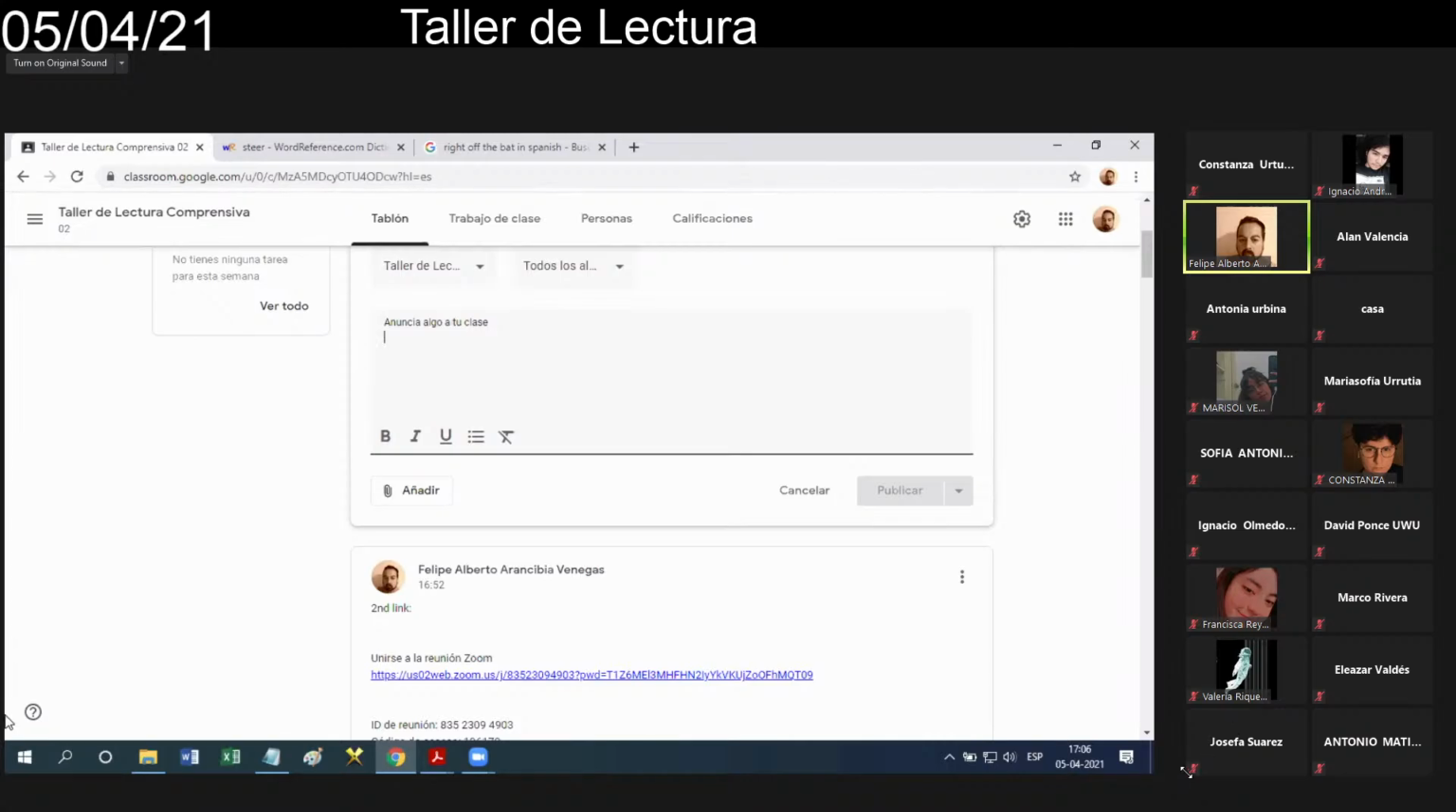Y vamos a estar a la par trabajando. We will try to keep up with section 01. That's the idea, to keep up with the other section. Okay. Pay attention to this. Dates for the tests. Test 1, sorry, based on units 1 and 2. De lectura. Okay.